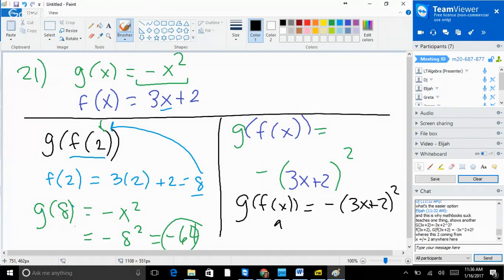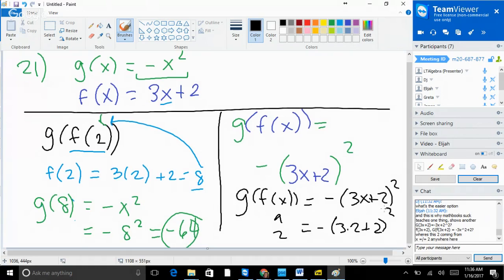And we want to know what happens when x equals 2. So we just plug that in: negative (3 times 2 plus 2) squared. If we do all that work, 3 times 2 is 6, plus 2 is 8. Square that, and you're also going to end up with negative 64.